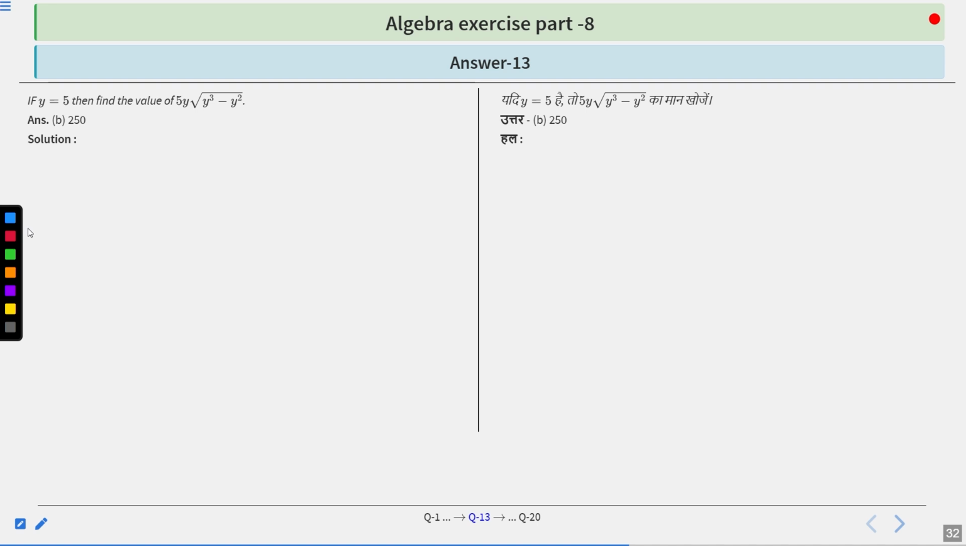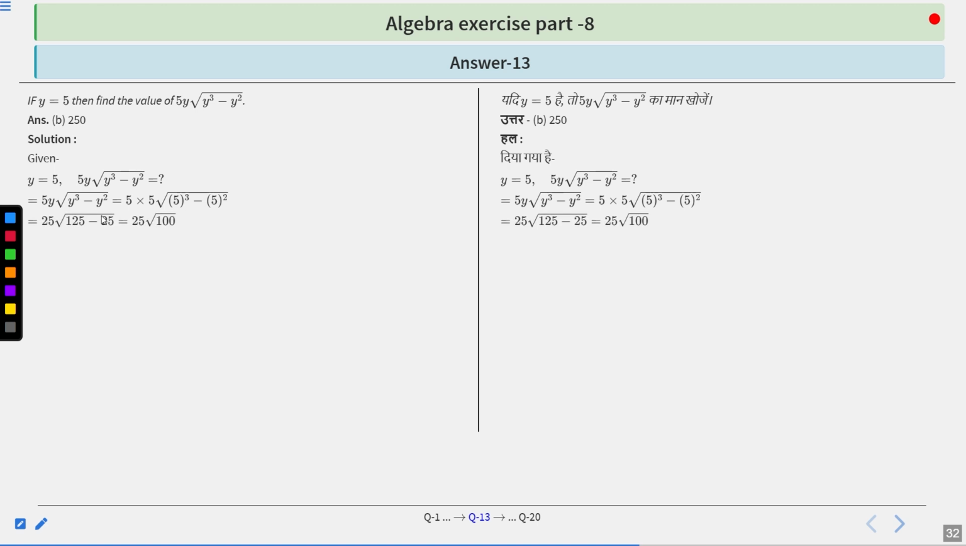Now let's have a look at the solution of this question. We were given y is equal to 5 and we have to find 5y into under root y cube minus y square. So putting the value of y equal to 5, we get 5 into 5 under root 5 cube minus 5 square. So 5 into 5 is 25 and 5 cube is 125 and 5 square is 25. So 25 into under root 125 minus 25, or 25 into under root 100. Therefore 25 into root 100, which is 10, that is equal to 250 is our correct answer. Option number B is correct.